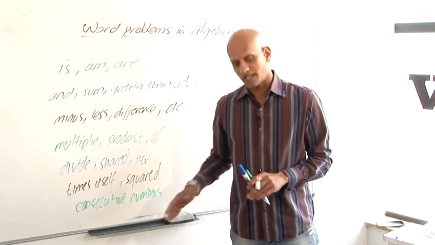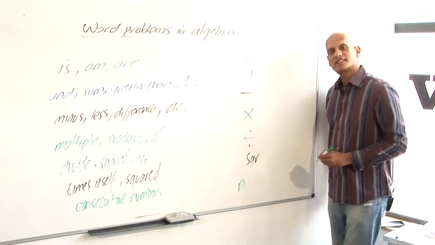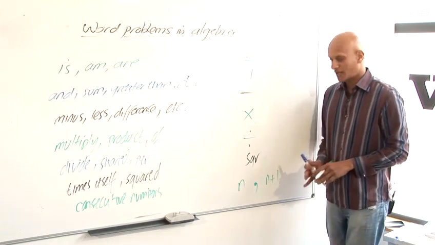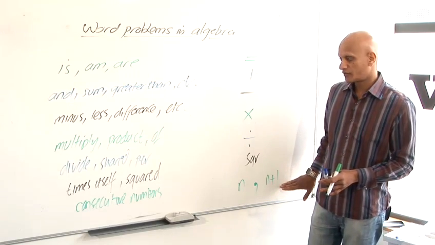Well, consecutive numbers, if we call the first of our consecutive numbers n, then the second of the consecutive numbers would be n plus 1. So n would be an unknown number, n plus 1 would be the next number on from that.